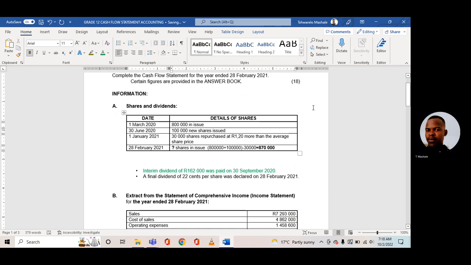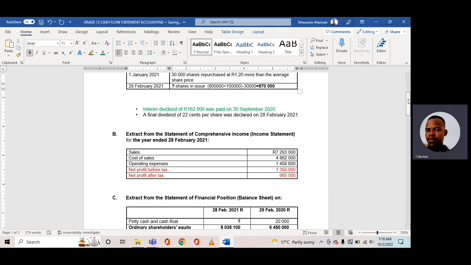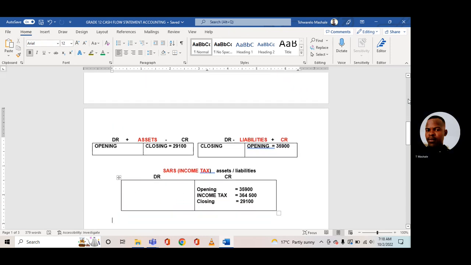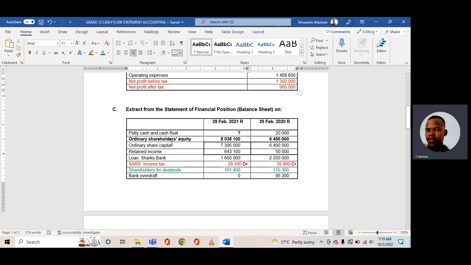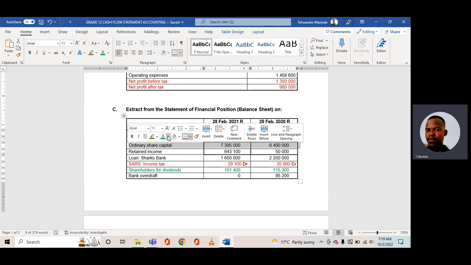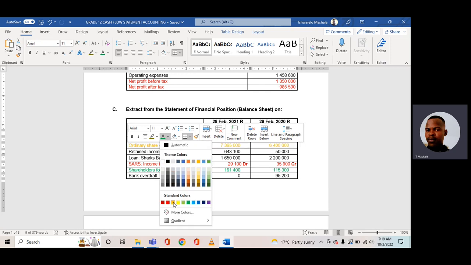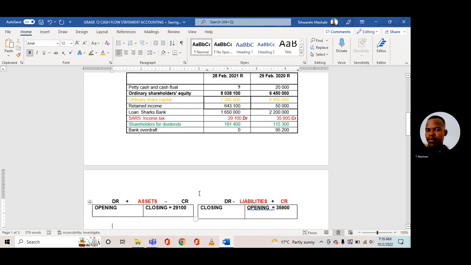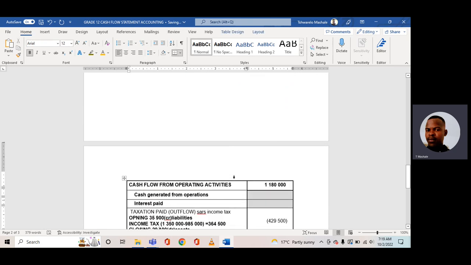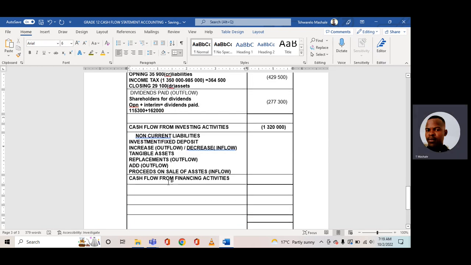So we will simply calculate this amount of shares which are issued. How do we calculate that? At the end of the year, given this figure here of the ordinary share capital, whenever you want to calculate your shares issued, you must use this shareholders' capital. I'm going to use this color, it's visible. So we have a closing amount here of 7,395,000. I have the shares which are issued.